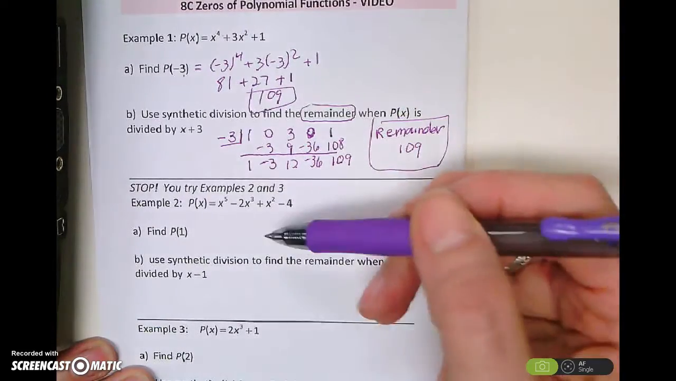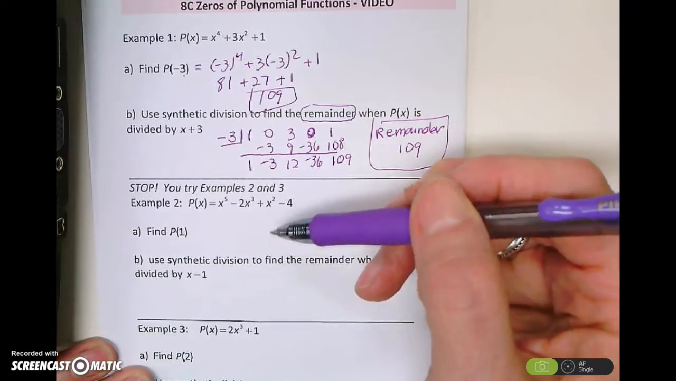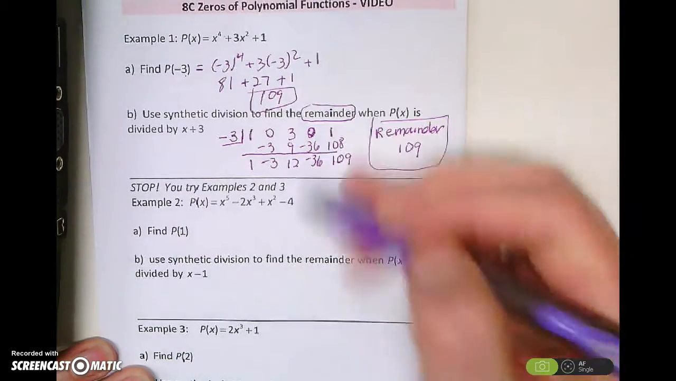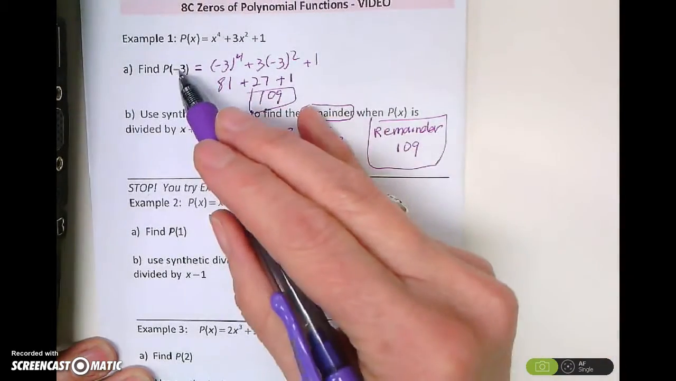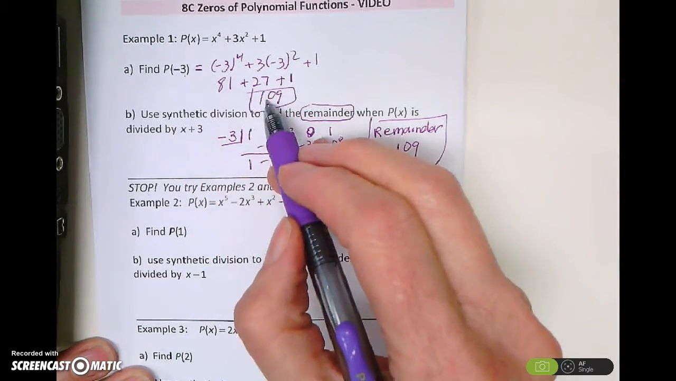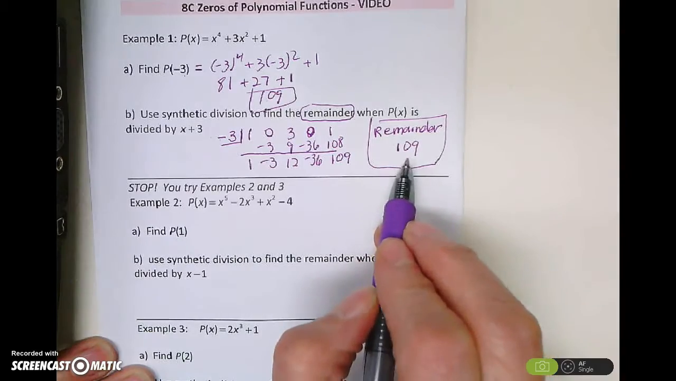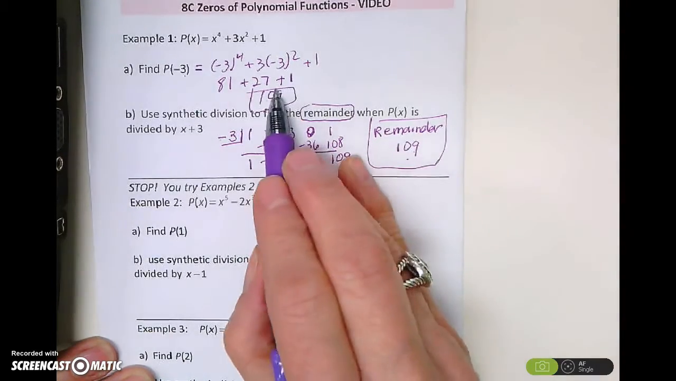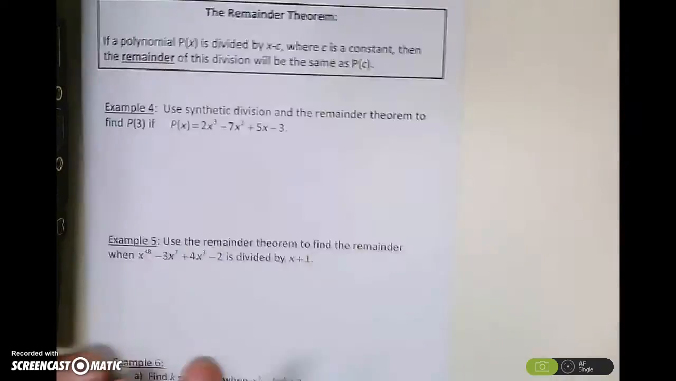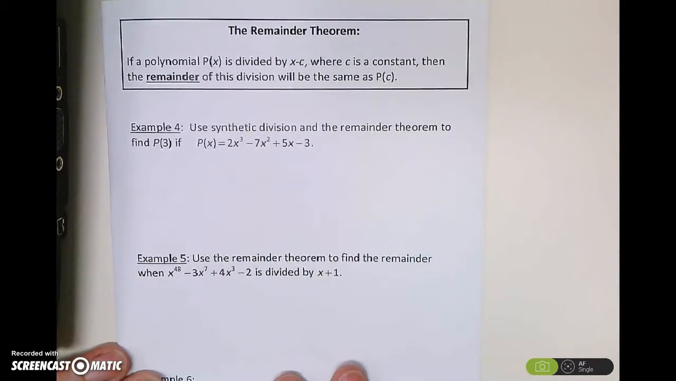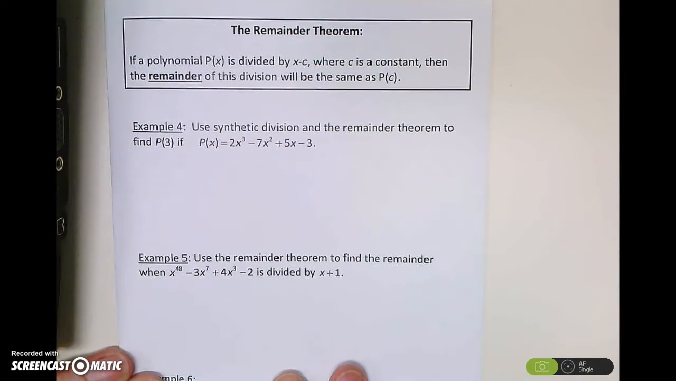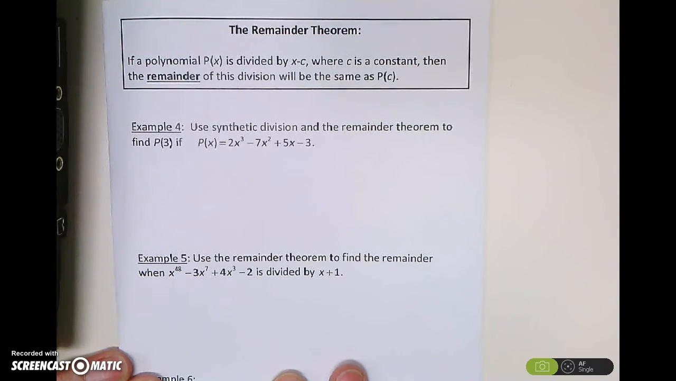So what you should have noticed when you worked these two problems is that each time, evaluating p of negative 3 gave 109, and then dividing by x plus 3 gave me a remainder of 109. The remainder always matched this, and that's going to lead to our remainder theorem. If a polynomial p of x is divided by x minus c, where c is a constant, then the remainder of this division will be the same as p of c.